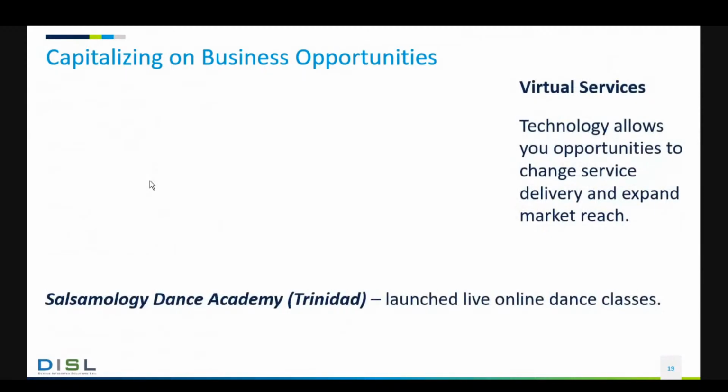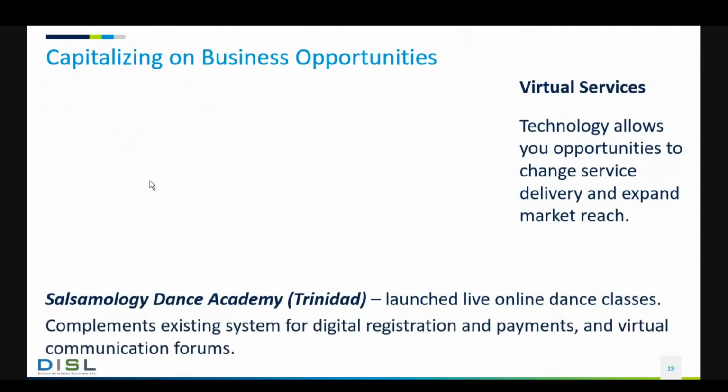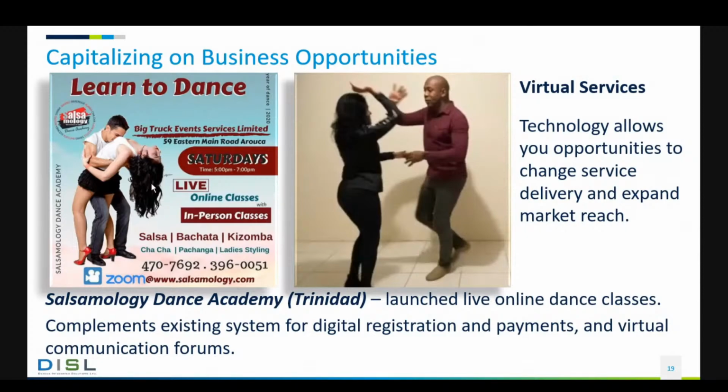You can also look at virtual services and how technology allows you to use opportunities to expand not only your delivery, but your market reach. So Salsamology Dance Academy in Trinidad and Tobago launched online classes in the height of the COVID-19 restrictions, on a platform that complemented what they already had in place. When you think about dance classes, traditionally you think about going to a dance studio where you will partner up with persons and have in-person classes. And they do provide that. But they have now launched an online forum where they're providing live dance classes. So they're getting direct one-on-one live feedback from the customers as they go through classes. Everything can be done remotely, from registering for the classes to the payments, and they have a number of virtual chat rooms and forums for communication.